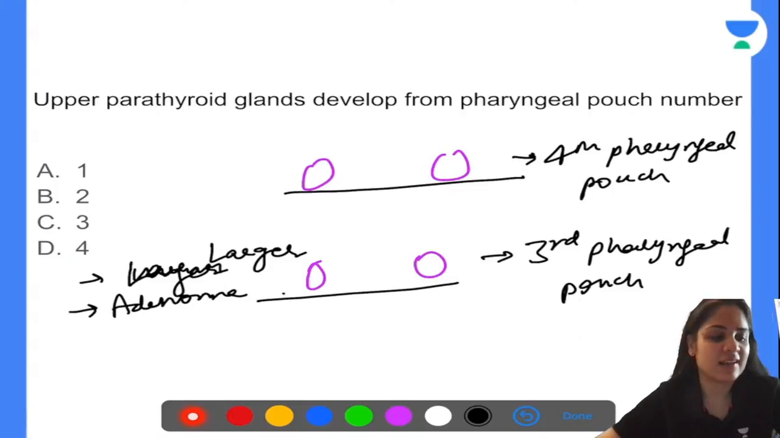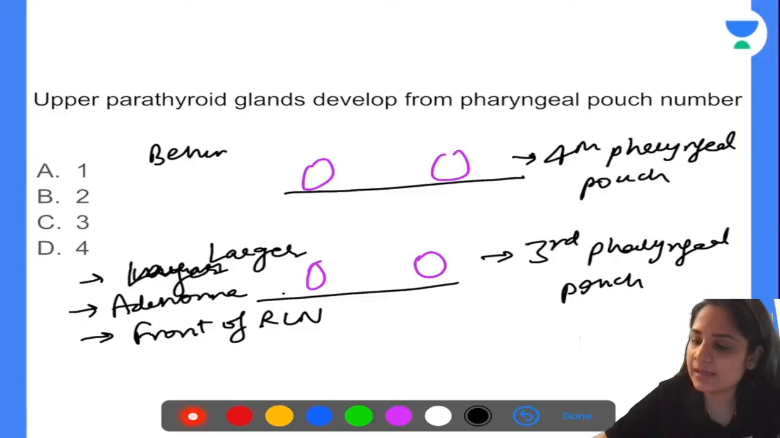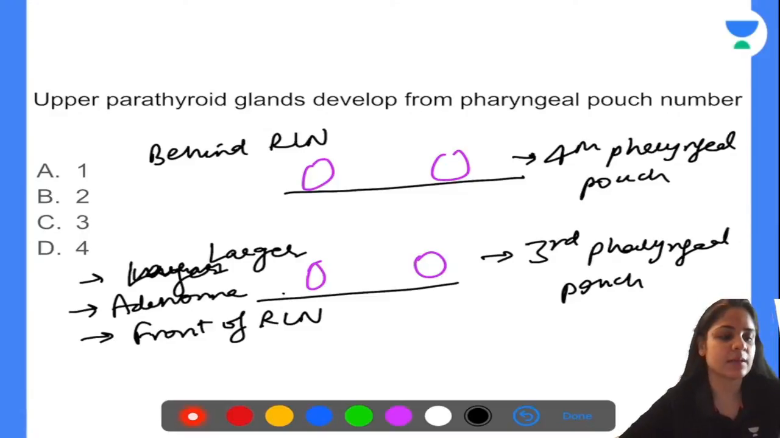Okay, yeah. So your lower parathyroids that are there, they are in front of the recurrent laryngeal nerve. Okay, and your upper parathyroids that are there, they are behind the recurrent laryngeal nerve. Okay, itna differences between upper and lower parathyroids aana chahiye tumko exam ke liye.